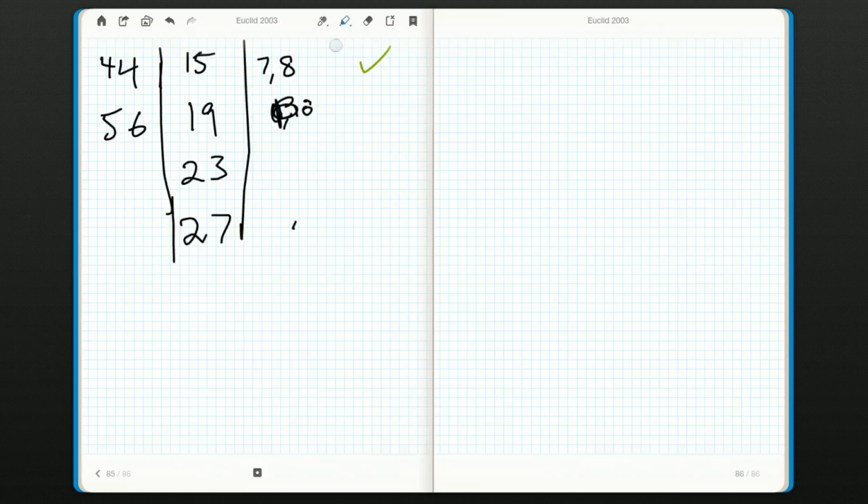Where's my eraser gone? There we go. Okay. 9 and 10 would be nice, but that's not going to work. I mean, the odds need to add up to 9, and the evens need to add up to 10. So 10's fine. It's just, can we find a way to add some odds up to 9?